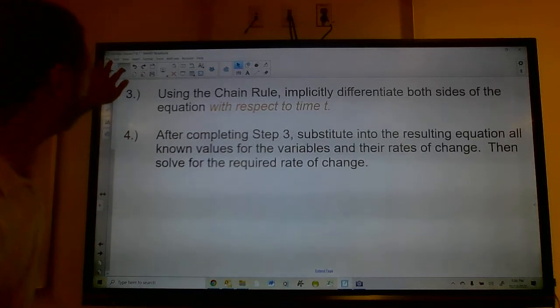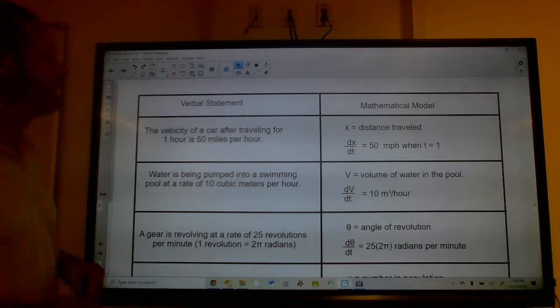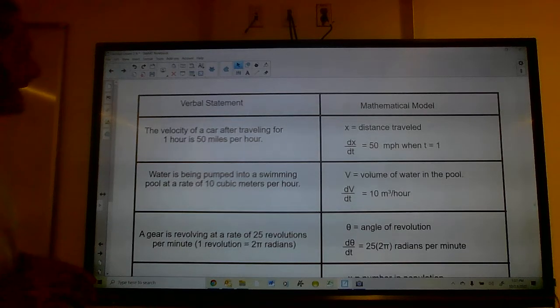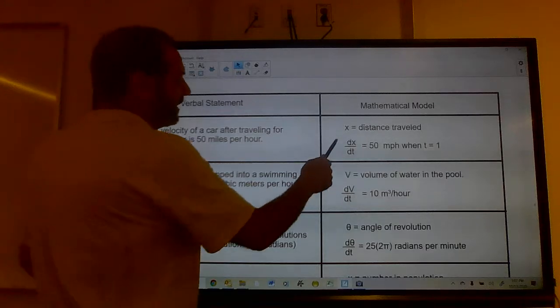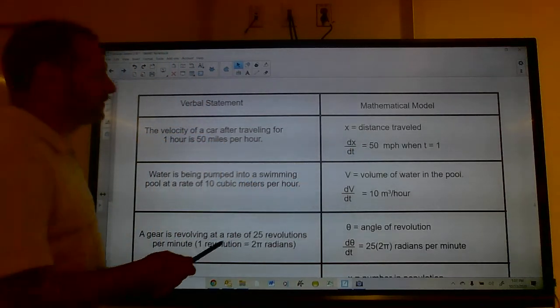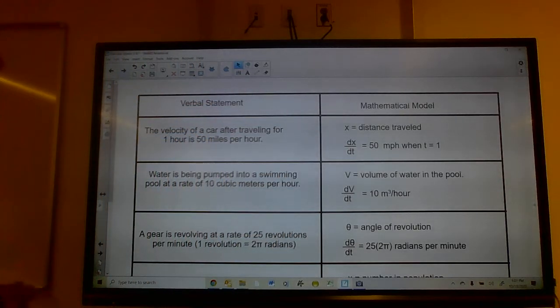So, next up. Okay, so this is just kind of practice for doing that. The velocity of a car after traveling for 1 hour is 50 miles per hour. Okay, we know that x is the distance traveled. We know that dx/dt, that's the rate of change of x with respect to time, is 50 miles per hour when t is 1. Okay.